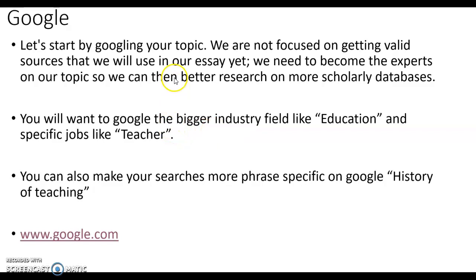Okay, so let's start with Google. You're going to start by just Googling your topic. We're not really focused on getting research for the essay right now. We need to become experts on our topic so we can be better researchers and better writers on the topic. You do want to differentiate as you're searching between your industry field, like education, and your specific job, like teacher. So you do want to Google both. What's also nice about Google that's different from some of our search databases is that you can use more phrase-specific searches on Google. So like I could type in the history of teaching and see what comes up. And that's where you want to start.